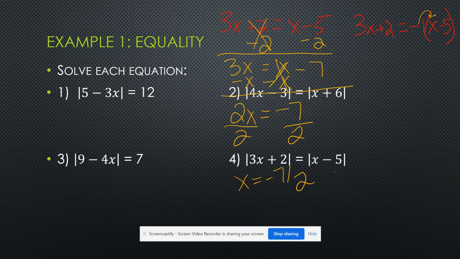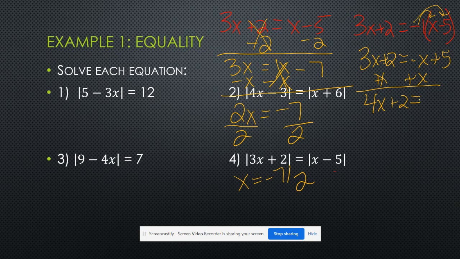Over on the right side, I'm distributing that -1. So we have 3x plus 2 is equal to -x plus 5. I'm going to add x to both sides. So we have 3 plus 1 is 4x plus 2 is equal to 5. We'll subtract 2. So 4x is equal to 3.